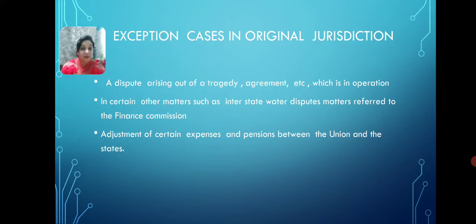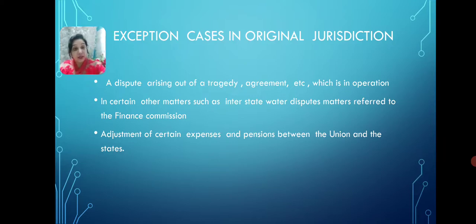I gave an example already. Interstate water disputes, and matters referred to the Finance Commission. In that case also the Supreme Court has an exception. Then the adjustment of certain expenses and pensions between the Union and the states. So these are the three exceptional categories where this original jurisdiction shall not be extended or taken into practice.